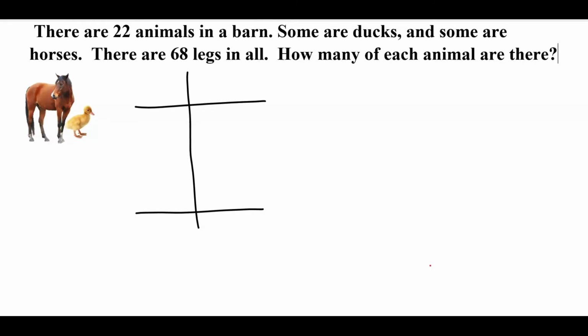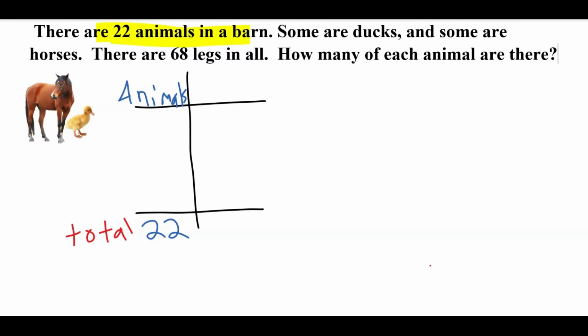The first thing I want to look for is a total. Now, I'm dealing with two equations, so I should have two separate totals. It tells me that there are 22 animals in a barn. Well, that's a total. There's a total of 22 animals. So up at the top, I'm going to label what that number 22 represents.